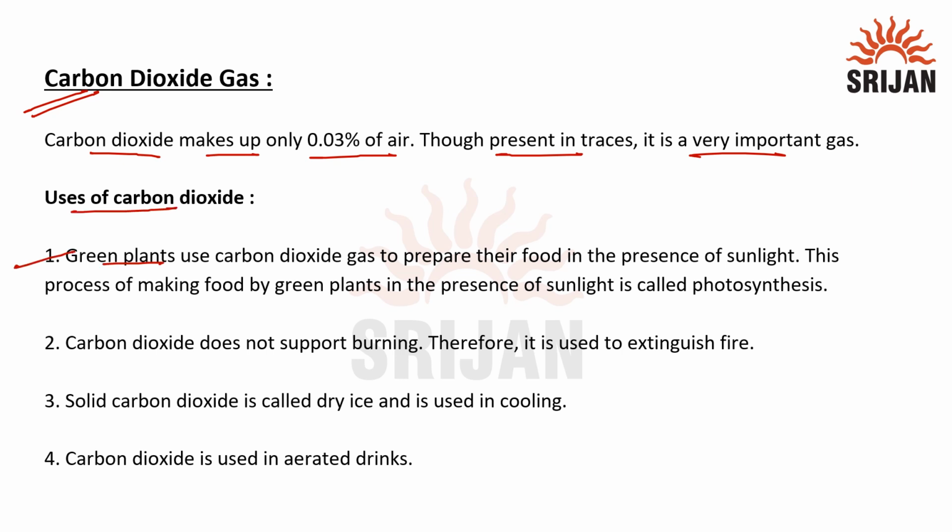Green plants use carbon dioxide gas to prepare their food in the presence of sunlight, and the process of making food by green plants in the presence of sunlight is called photosynthesis. Carbon dioxide does not support burning, therefore it is used to extinguish fire, and solid carbon dioxide, called dry ice, is used in cooling. Carbon dioxide is used in aerated drinks, also known as carbonated drinks.